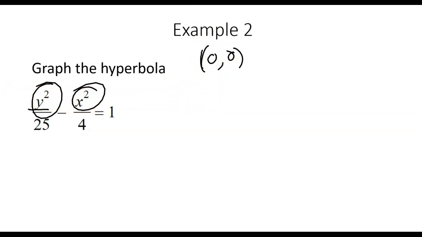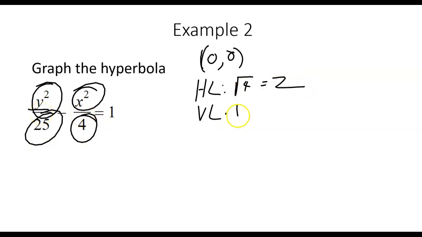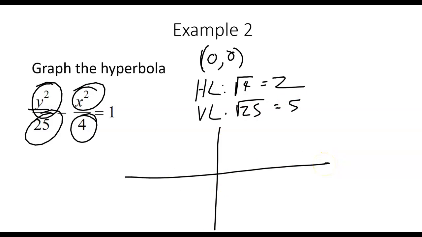Right? Next, the next thing I'm going to do is find my horizontal and vertical lengths. So the horizontal length is the square root of the number that's underneath the x, which is 2, and the square root of the number underneath the y, which is 5. All right, now I'm ready to start graphing. So my center is 0, 0. I'm going to go up and down 5 because that's my vertical length, and left and right 2 because that's my horizontal length, and then I'm going to draw a box at those distances.